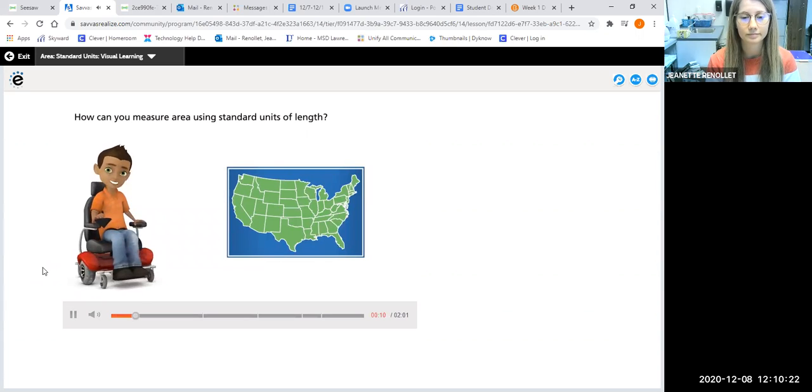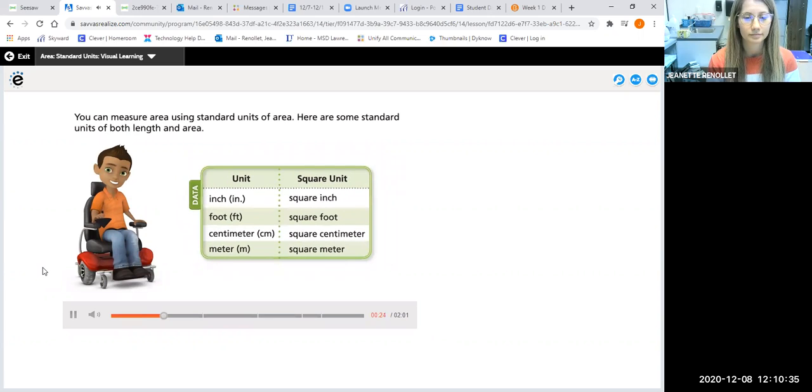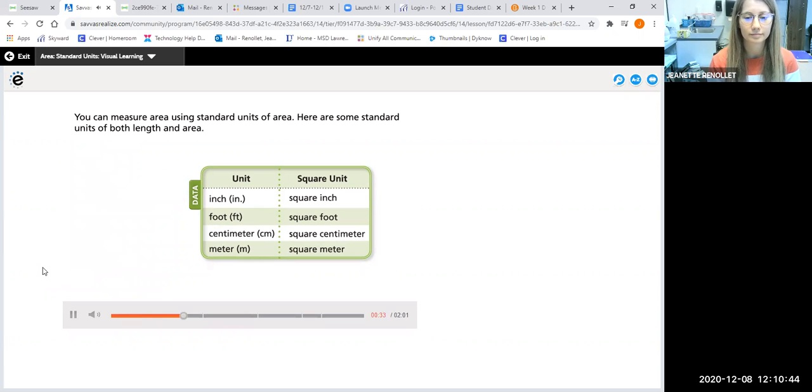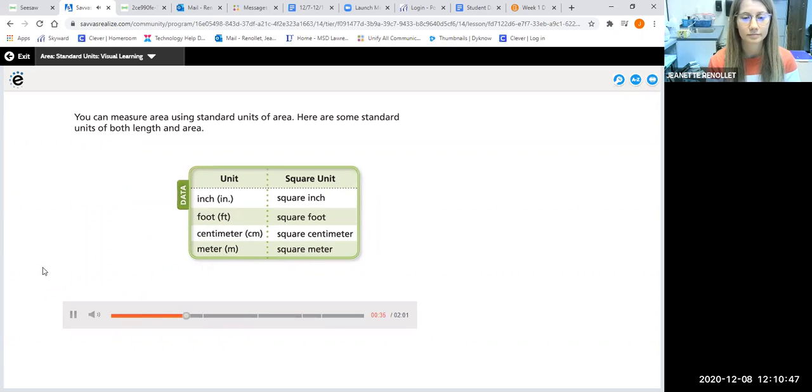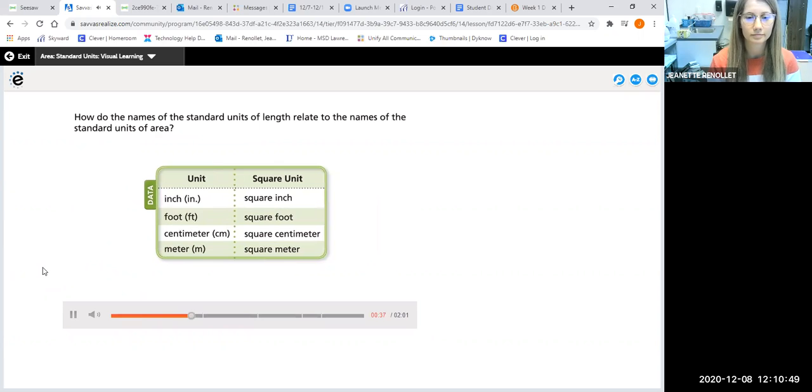How can you measure area using standard units of length? Meg bought this United States sticker. What is the area of her sticker in square centimeters? You can measure area using standard units of area. A square centimeter is one standard unit of area. Here are some standard units of both length and area. How do the names of the standard units of length relate to the names of the standard units of area?